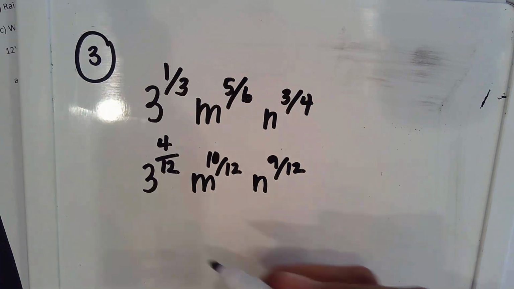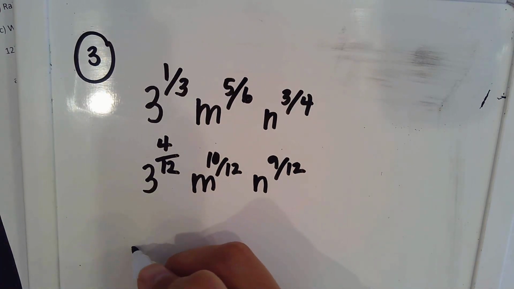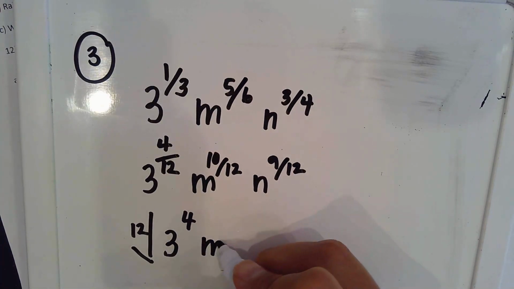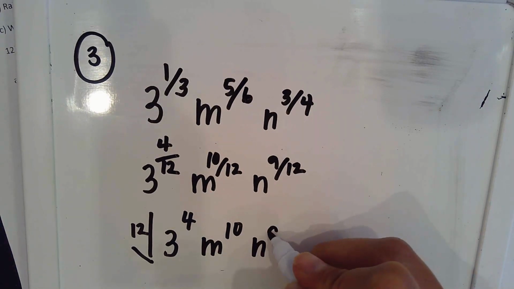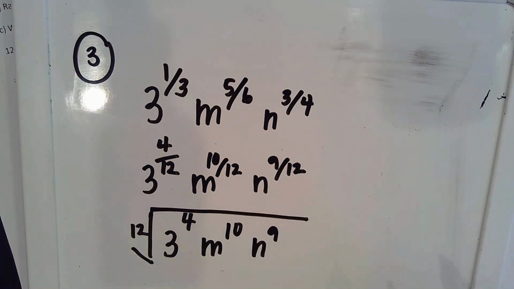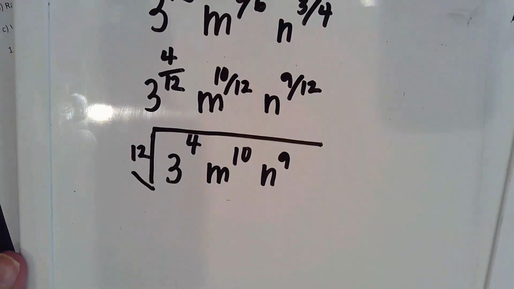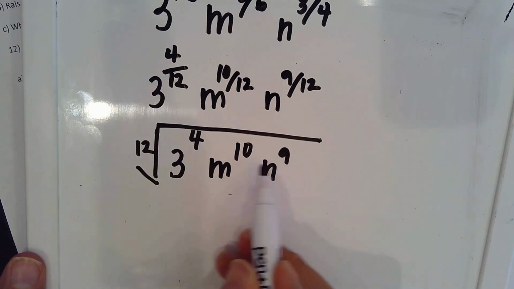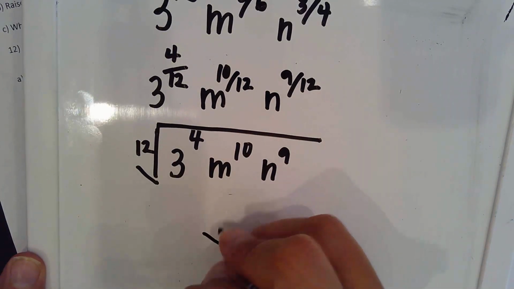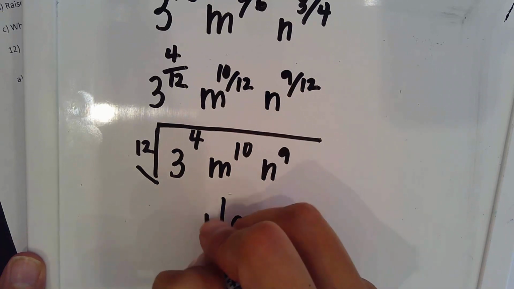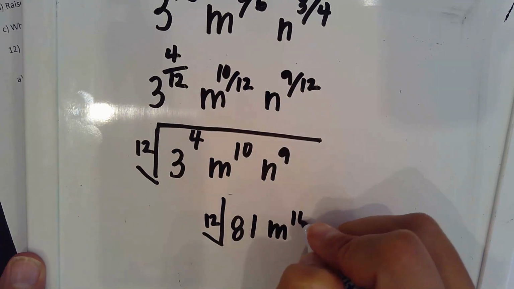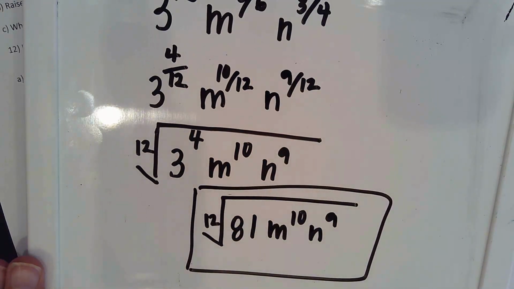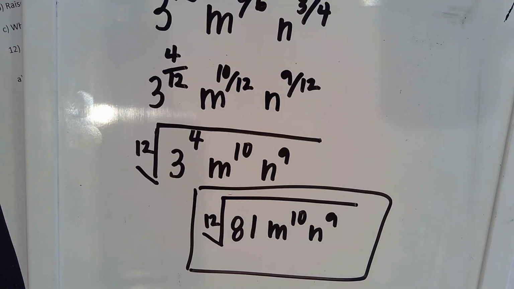Right? So now this is going to be the 12th root of 3 to the 4th power, m to the 10th power, and n to the 9th power. So they each go underneath that radical. And the last thing that I need to do is turn 3 raised to the 4th power into, because I can't simplify any of these, 3 to the 4th power is going to be an 81. So this is going to be the 12th root of 81, m to the 10, n to the 9th power. Okay?